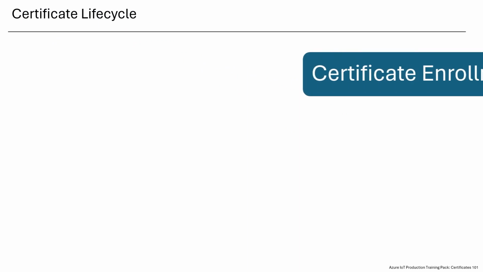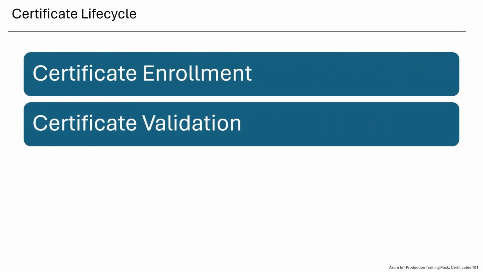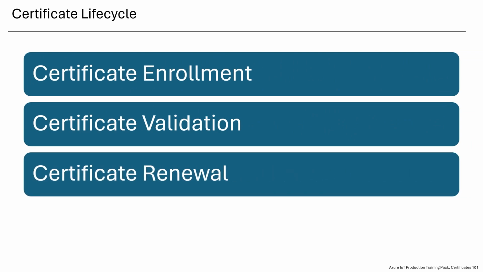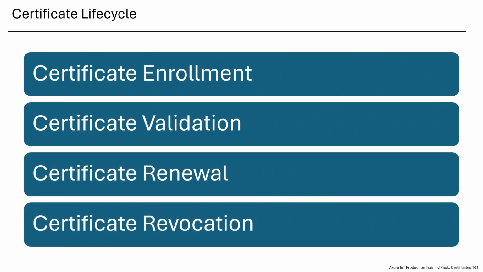So that explains what the chain of trust is doing here. But that's just part of what we refer to as the certificate lifecycle. So I'm going to spend a few minutes now reviewing that idea because a big part of maintaining an IoT device is maintaining its associated certificates. There are four primary stages in the certificate lifecycle. They are certificate enrollment, certificate validation, certificate renewal, and certificate revocation.